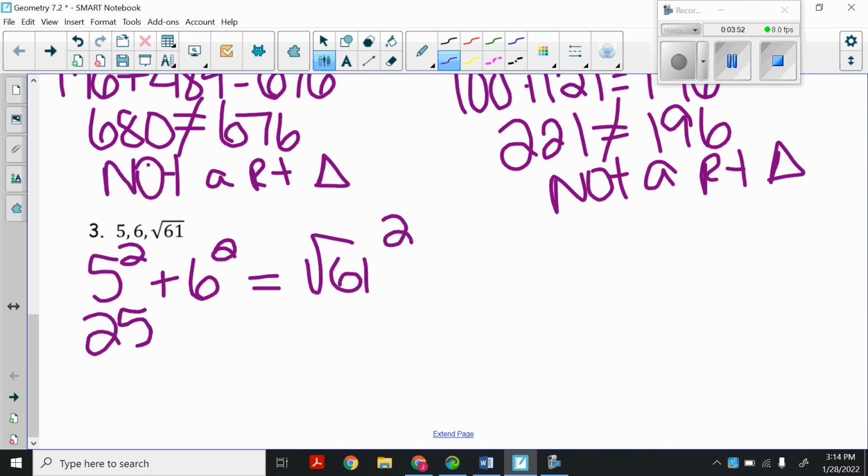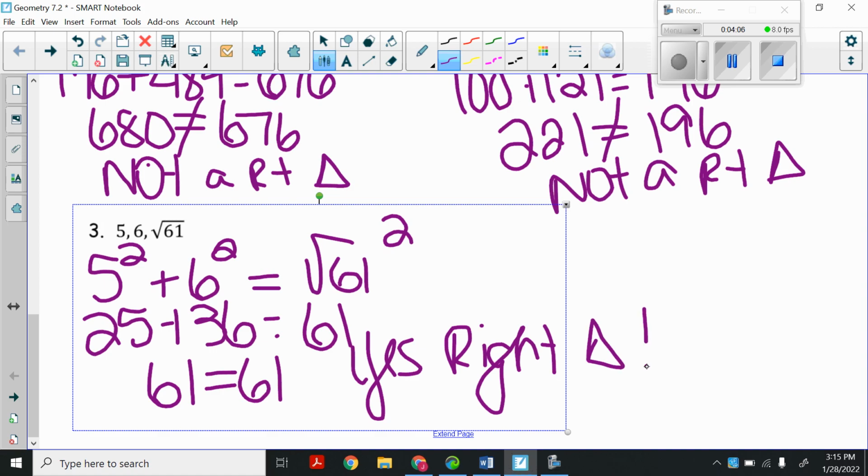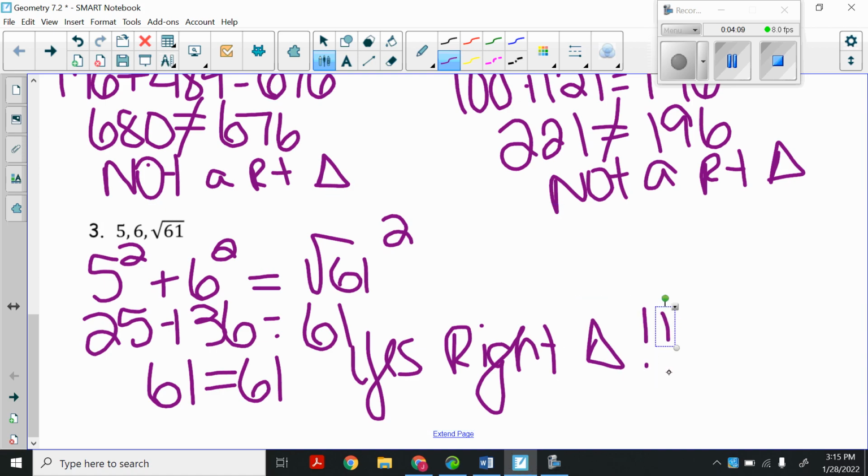5 squared is 25. 6 squared is 36. The square root of 61 squared is just 61. 25 plus 36 is 61. Does 61 equal 61? Yes, this time we do get a right triangle. Right? All right, flip our page over.